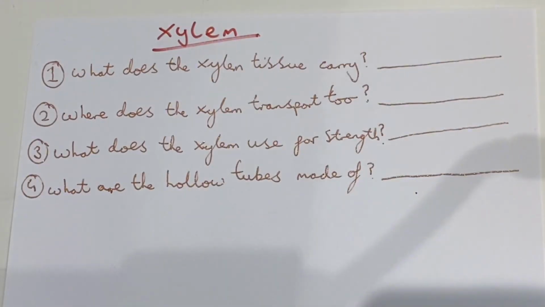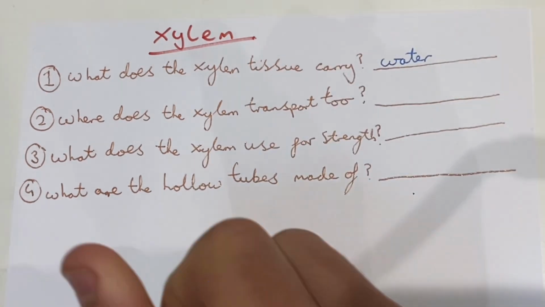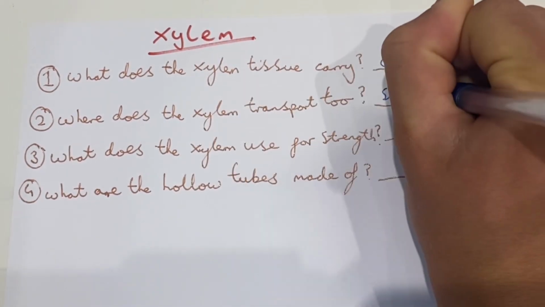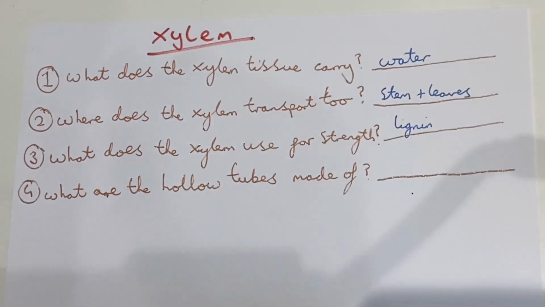Pause the video to complete the recap questions on the xylem tissue. The xylem tissue carries water, and it transports that water to the stem and the leaves. The xylem tissue uses lignin for strength, and the hollow tubes are made of dead cells.